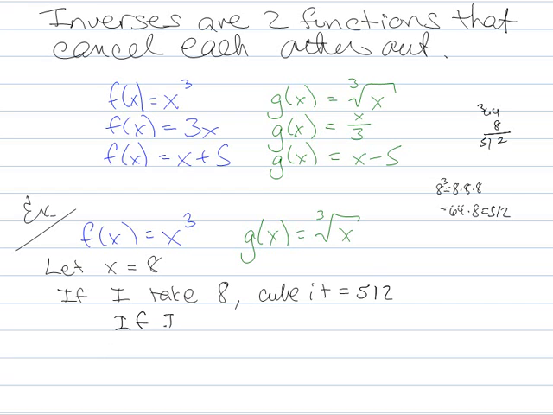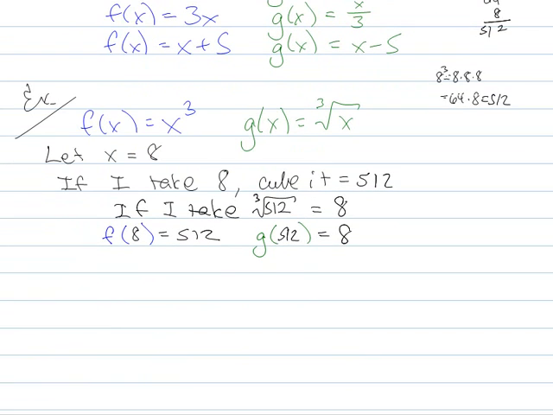Now, if I take the cube root of 512, what am I going to get? Hopefully you recognize, because I just did it, that I'm going to get 8. So that's like saying, if I took f of 8, I get 512, and then if I take g of 512, I get 8. If I take the cube root of 512, I get 8.